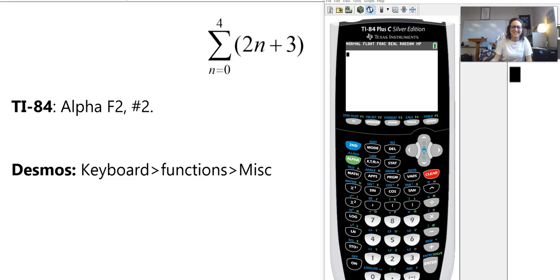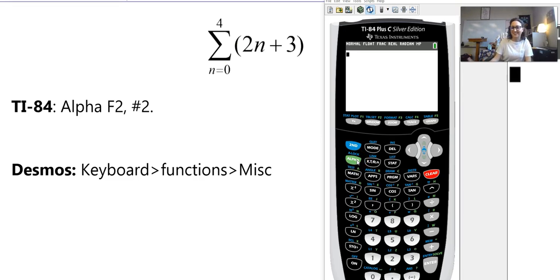All right, let me also show you how to do this on a graphing calculator as well as Desmos. So let's take that same one we just did. We did the summation from n equals 0 to 4 of the expression 2n plus 3. When we added all that up, we should have gotten 35, so let's make sure we know how to get that on the calculator as well.